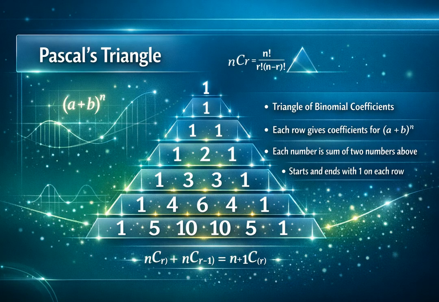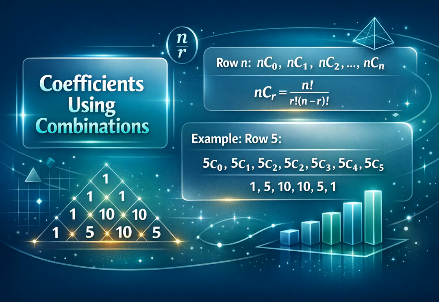Each row gives the coefficients for expanding (a plus b) to the n. The triangle starts with 1 at the top. Each number below is the sum of the two numbers above it. Every row starts and ends with 1. This pattern continues indefinitely. We can express Pascal's triangle using combination notation.